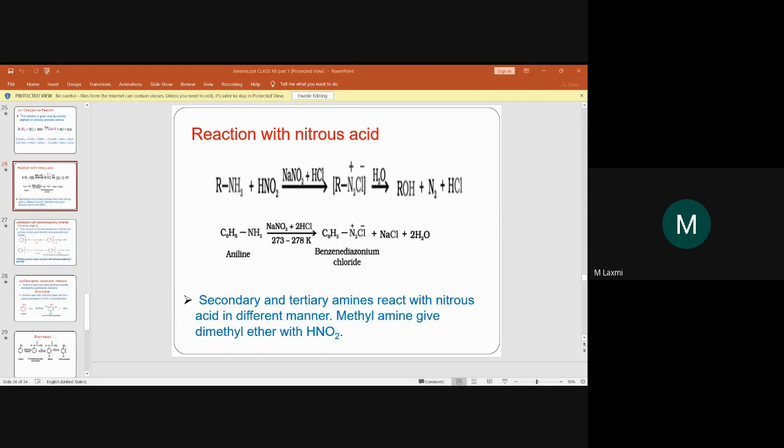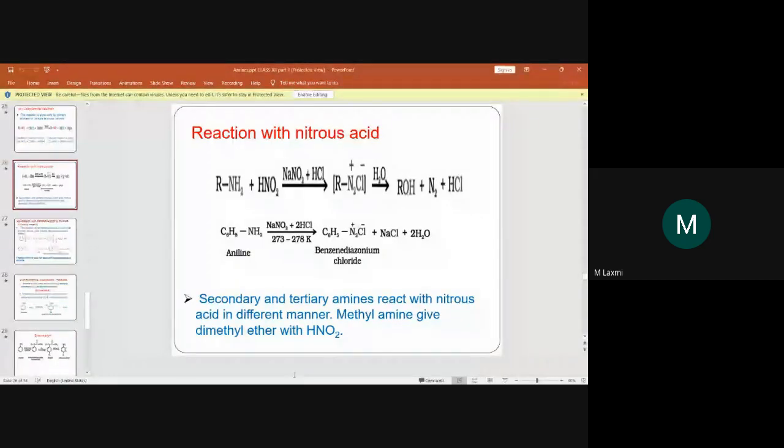What is Cannizzaro reaction? Aldehydes which do not have alpha hydrogen, for example formaldehyde, will undergo Cannizzaro reaction to give you primary alcohol and carboxylic acid, yes, alcohol and salts of carboxylic acid. Very good. Okay.